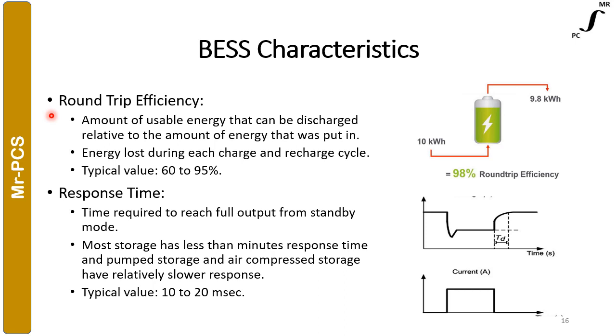Round trip efficiency means the amount of energy that can be discharged in relation to the amount of energy put into the energy storage system. This accounts for energy lost during charging and discharging. Typical value ranges from 60 to 95%. The second parameter is response time. Response time is the amount of time needed to go from standby mode to full output mode. Typical value varies from 10 to 20 milliseconds.